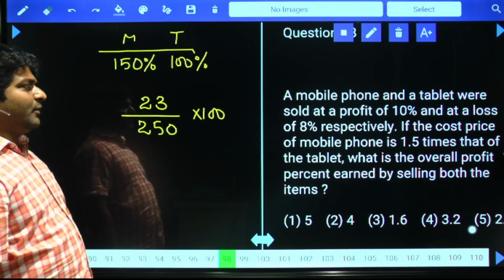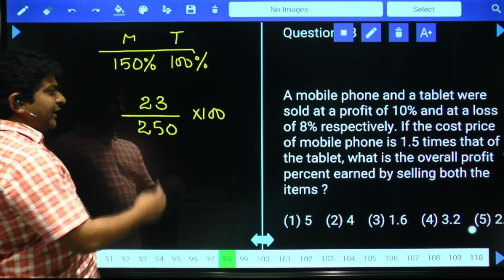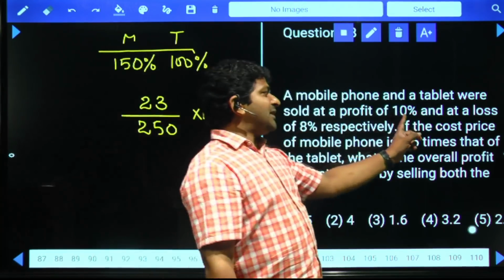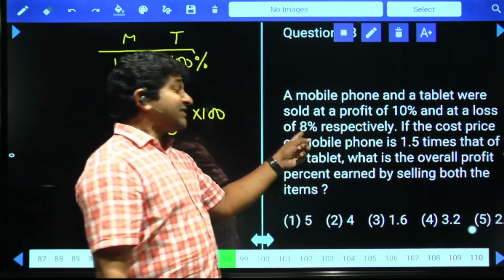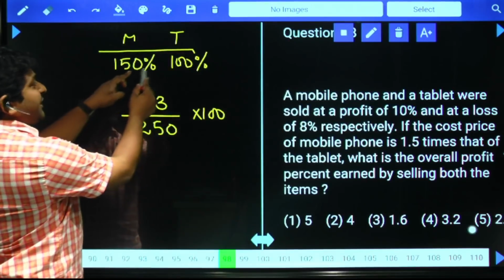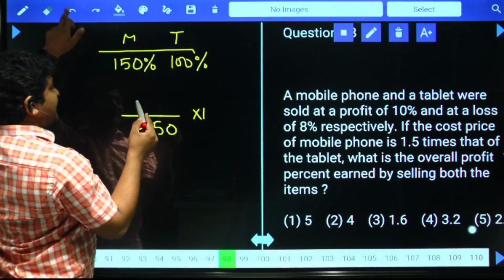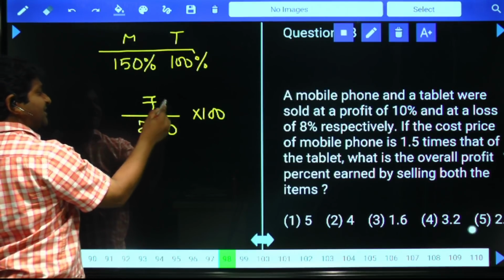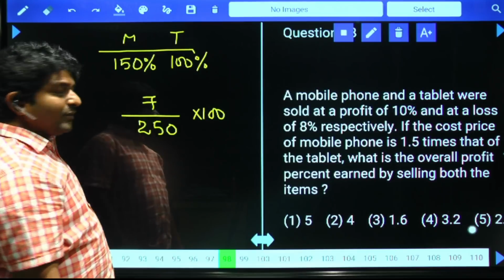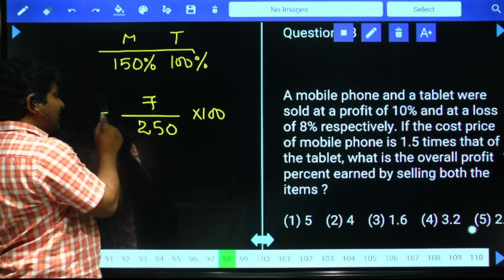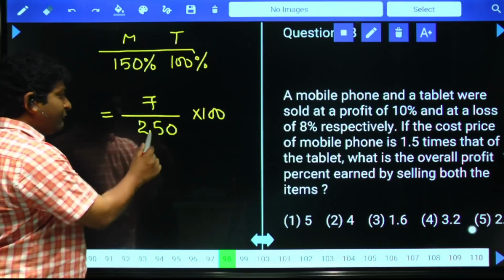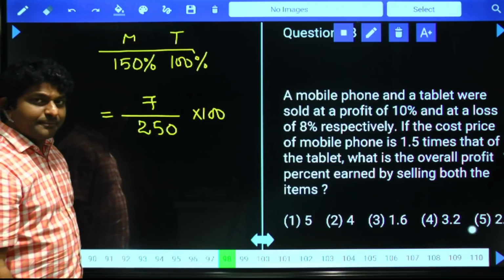Right. Now, profit on mobile is 10% and the loss is 8%. So plus 15 minus 8, that is equal to 7 by 250 into 100. This is the total profit percentage. 1% of the denominator is 2.5.